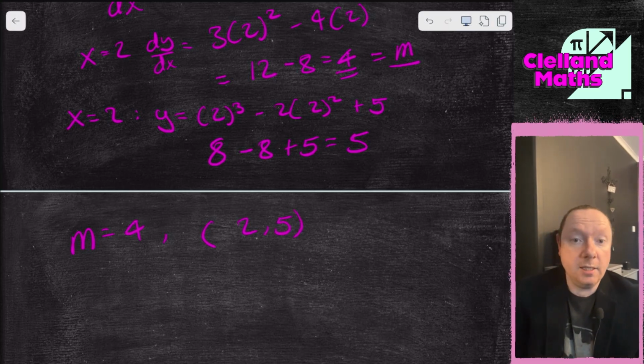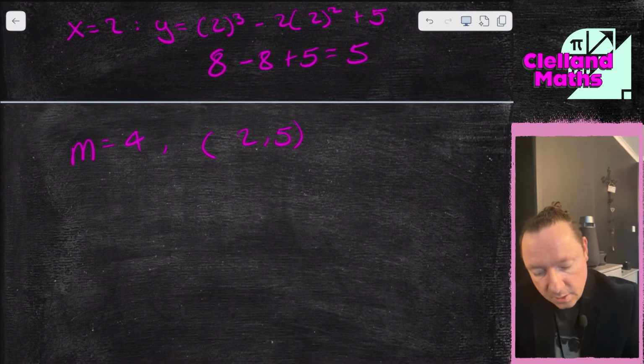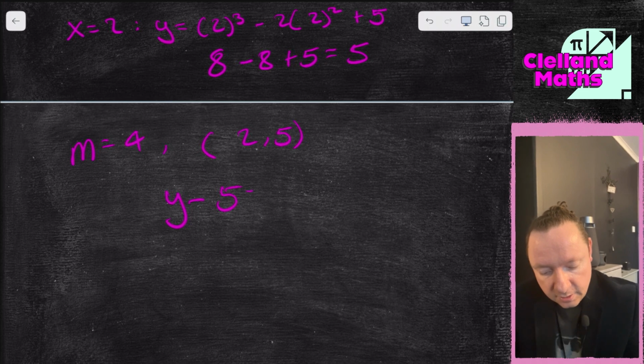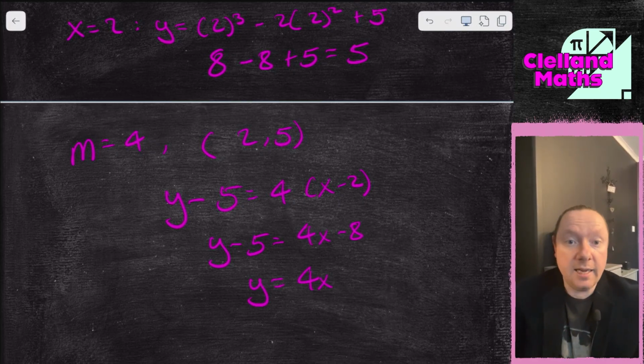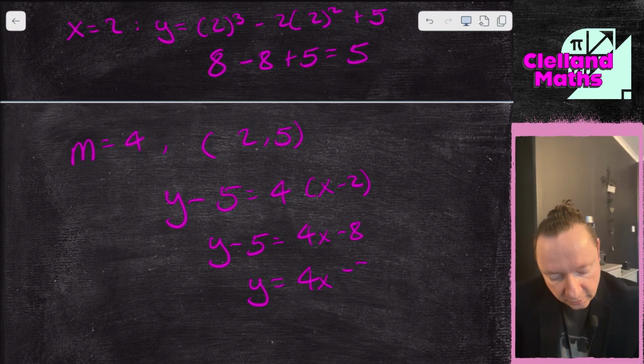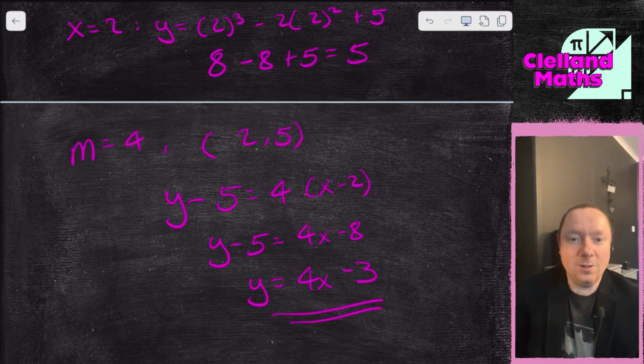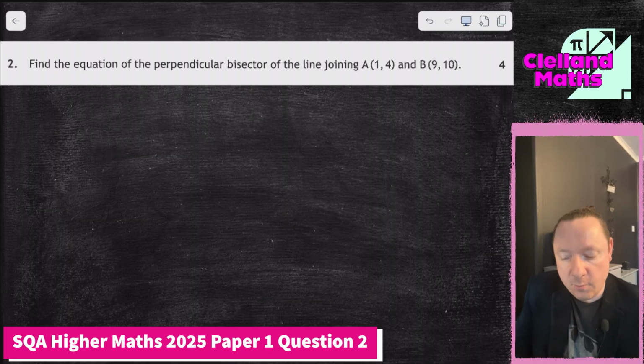So I can sub into y minus b equals m(x minus a). y minus 5 equals 4(x minus 2). y minus 5 equals 4x minus 8. So y equals 4x minus 8 add 5, which is minus 3. And we're done there.